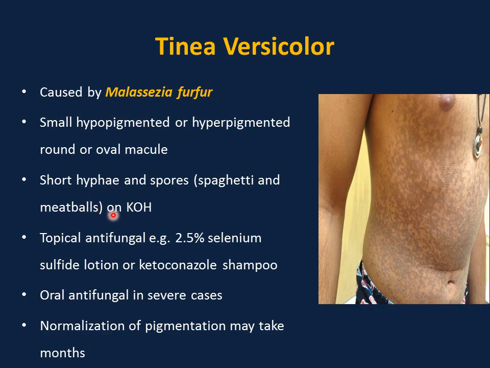Under the microscope, using potassium hydroxide, the Malassezia furfur will look like spaghetti and meatballs of short hyphae and spores. On the board, they like this part. Topical antifungal in mild cases is very effective: 2.5% selenium sulfide lotion or ketoconazole shampoo. Severe cases, like in this case, require oral therapy in order to clear this pigmentation, but it takes time for these pigments to disappear, so this is very important for teaching.